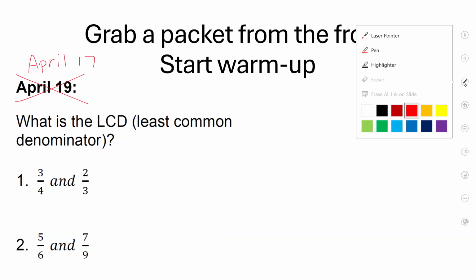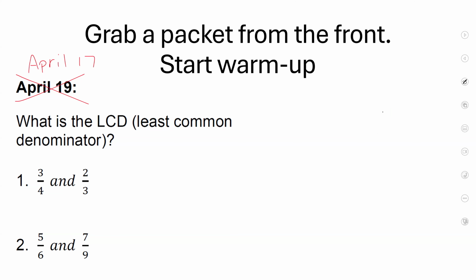Okay, so starting with today's warm-up, it wants to know what is the least common denominator. I want to make the denominators the same. So what I'm going to do is multiply this first one by a 3 to make it 12. And I'm going to multiply this one by a 4 to make it 12. Now the denominators are the same.